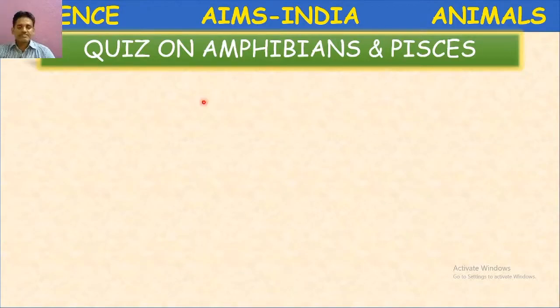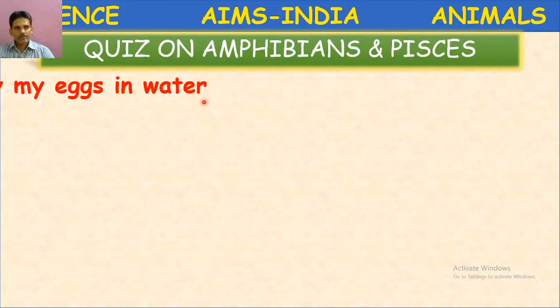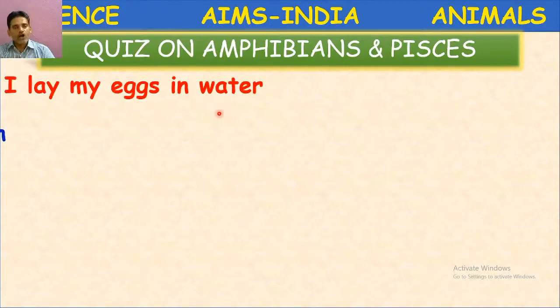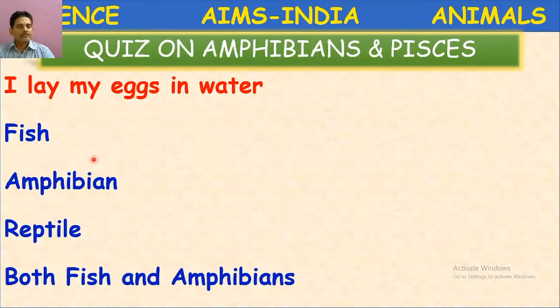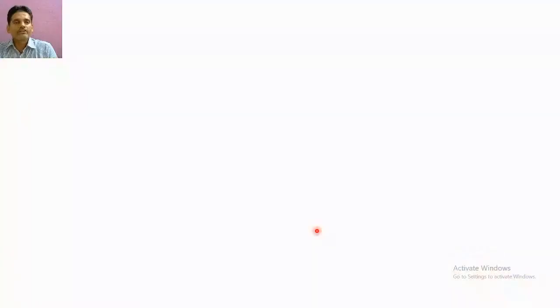So let us check ourselves. I lay my eggs in water. Who am I? Fish, amphibian, reptile. Both fish and amphibian. So here we discussed amphibians and fishes. Both of them lay eggs in water. So what is the correct answer? Both fish and amphibians. Both fish and amphibians lay eggs in water. Next.